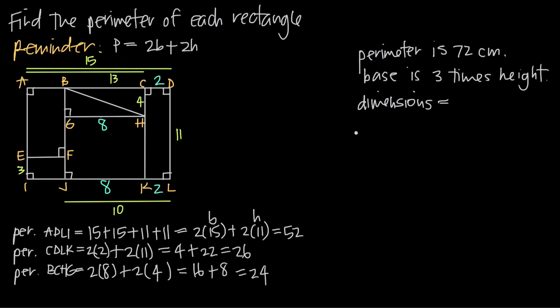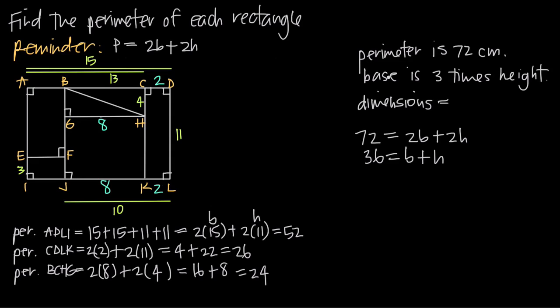So what I can say is that 72 centimeters is going to be equal to 2 times the base plus 2 times the height, right? I can plug 72 directly into my perimeter formula and get this equation. If I go ahead and divide through every term in this equation by 2 to simplify it, I'm going to get 36 is equal to b plus h. So here's my first equation.